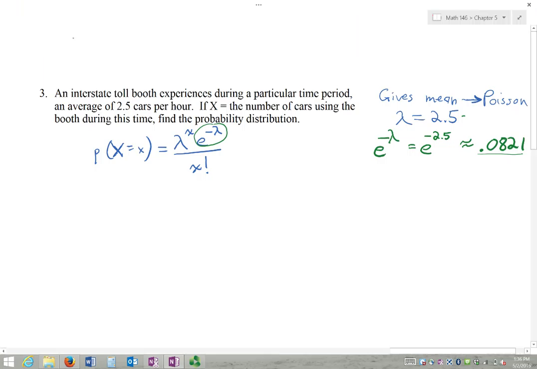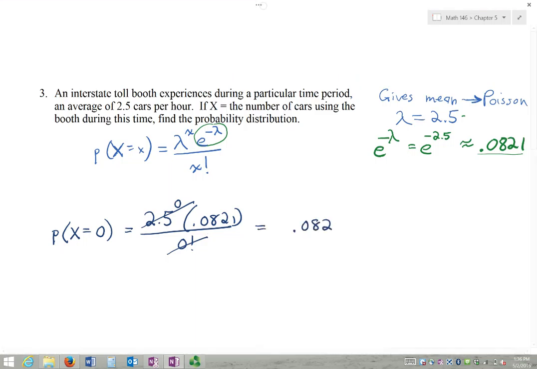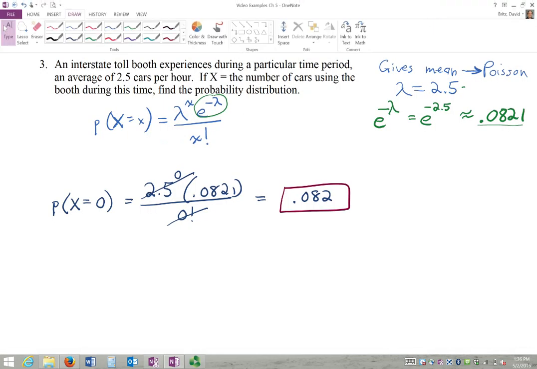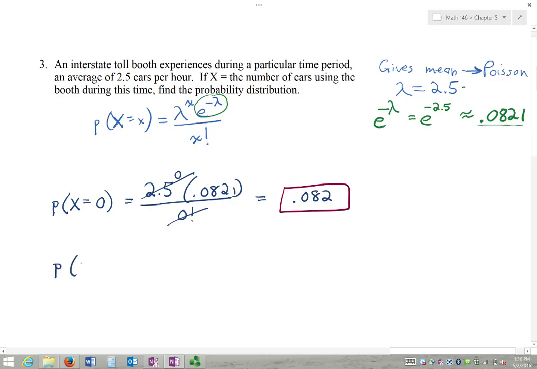Okay, so the probability of 0 cars. Well, it's going to be 2.5, that's our mean, to the 0 power, because x equals 0. E to the negative lambda, e to the negative 2.5, we already found that. That's going to be the same for each one of these. 0 factorial, so really this is 1, this is 1, and so it's just going to be 0.0821. Now that's the final answer, we'll round off to the usual 3 places. And we're just going to continue like this. We'll do a few more of these.